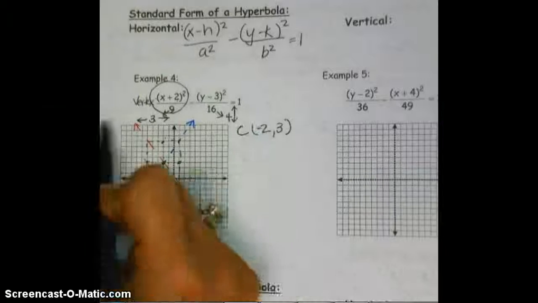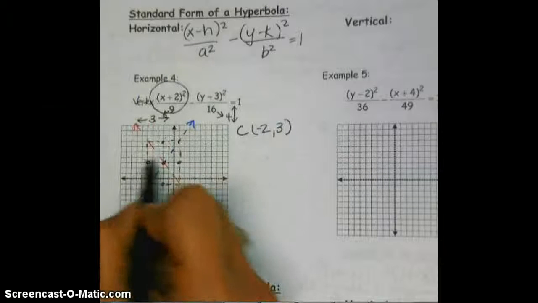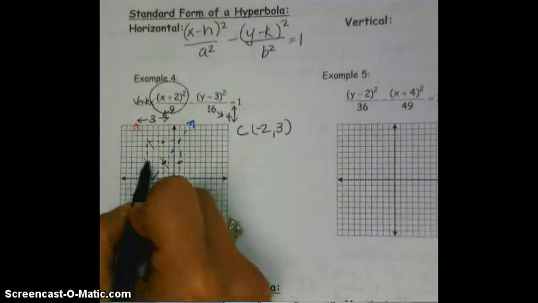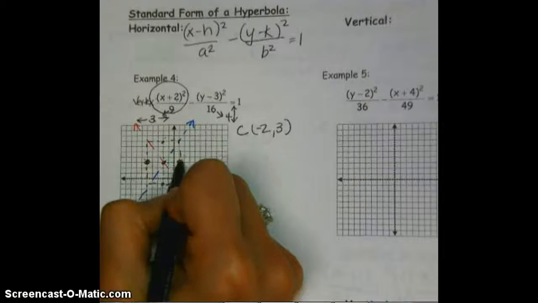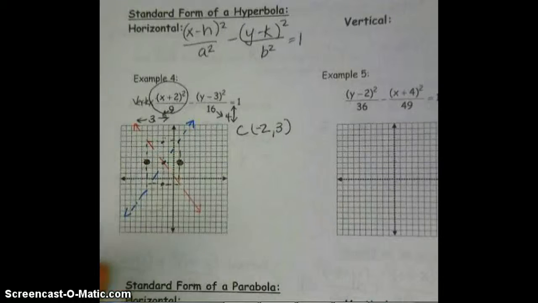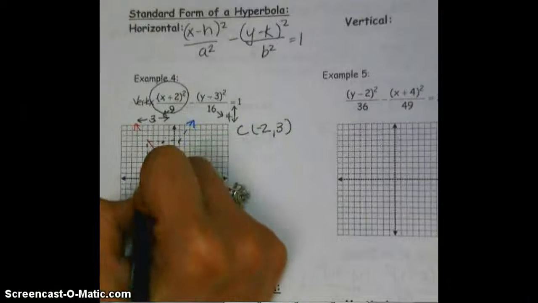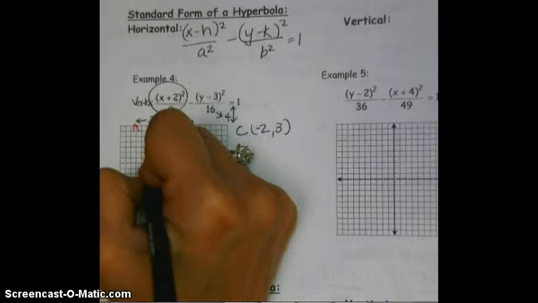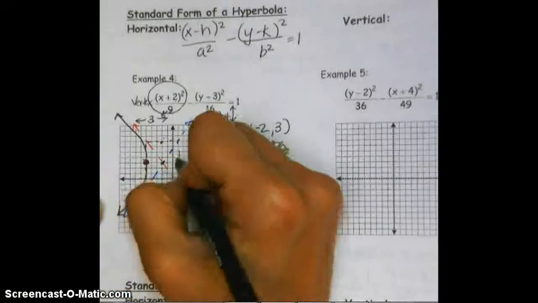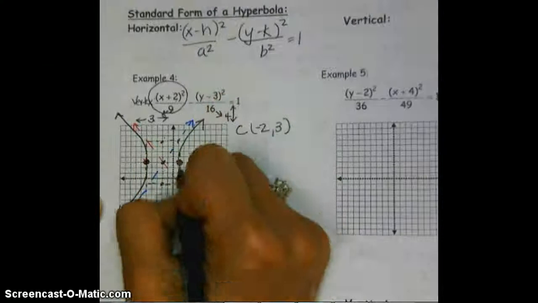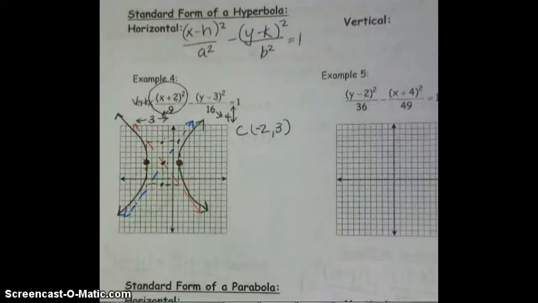So in the left-right direction, these points are my vertices. So I'm going to make them super big so we understand these are my vertices. Now we're going to use the vertex and pull in a curved fashion towards my asymptotes. And that's how the graph looks like.